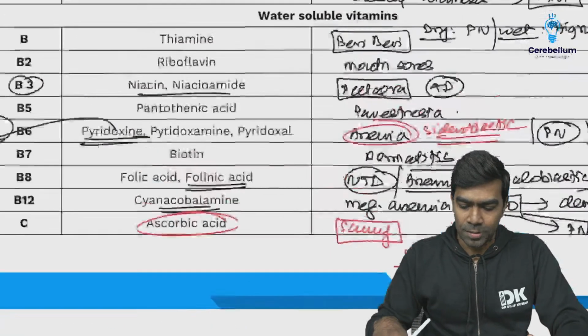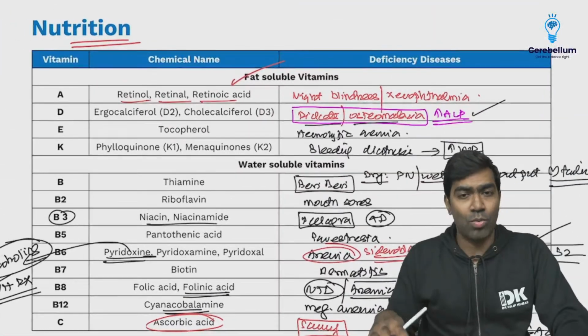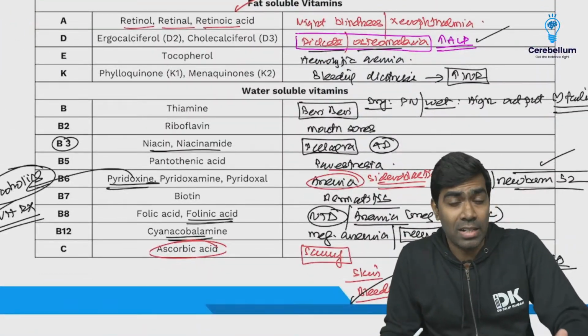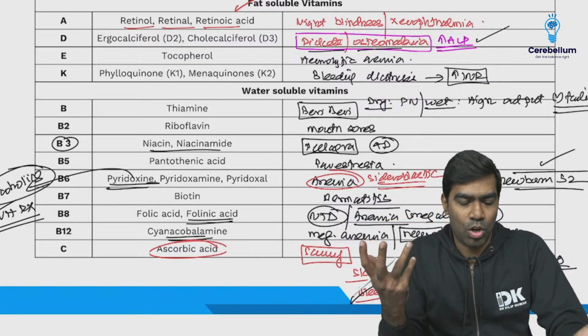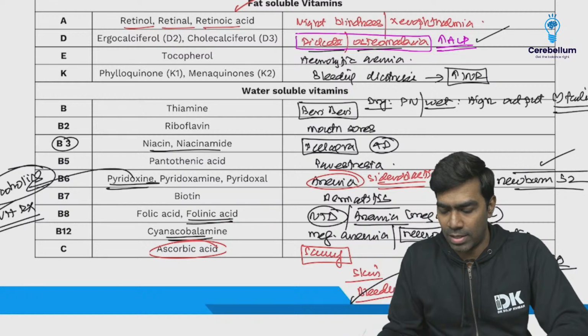Correct. So this is such an important table. I've seen, for the last 3 years, every year they are asking at least one vitamin deficiency for sure. It's a very common thing, everyone knows this, but still it's very important to discuss.